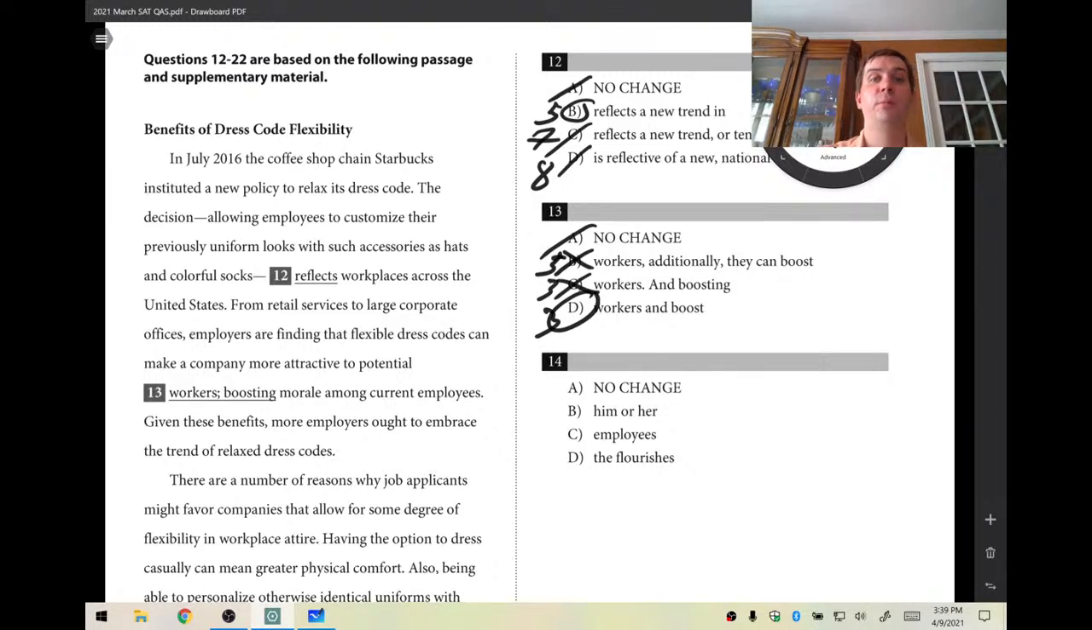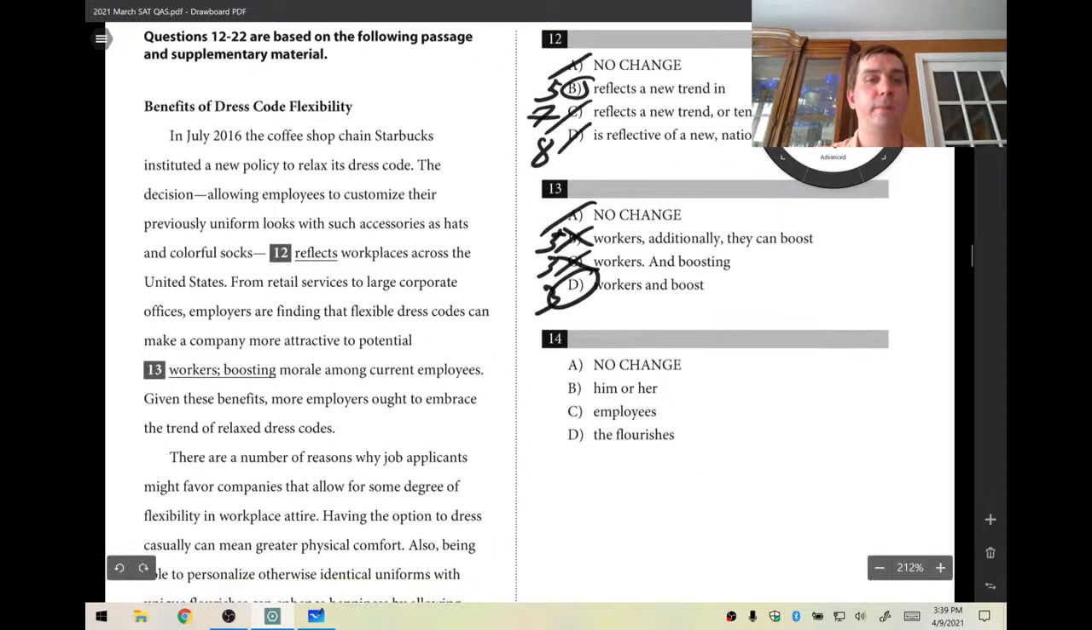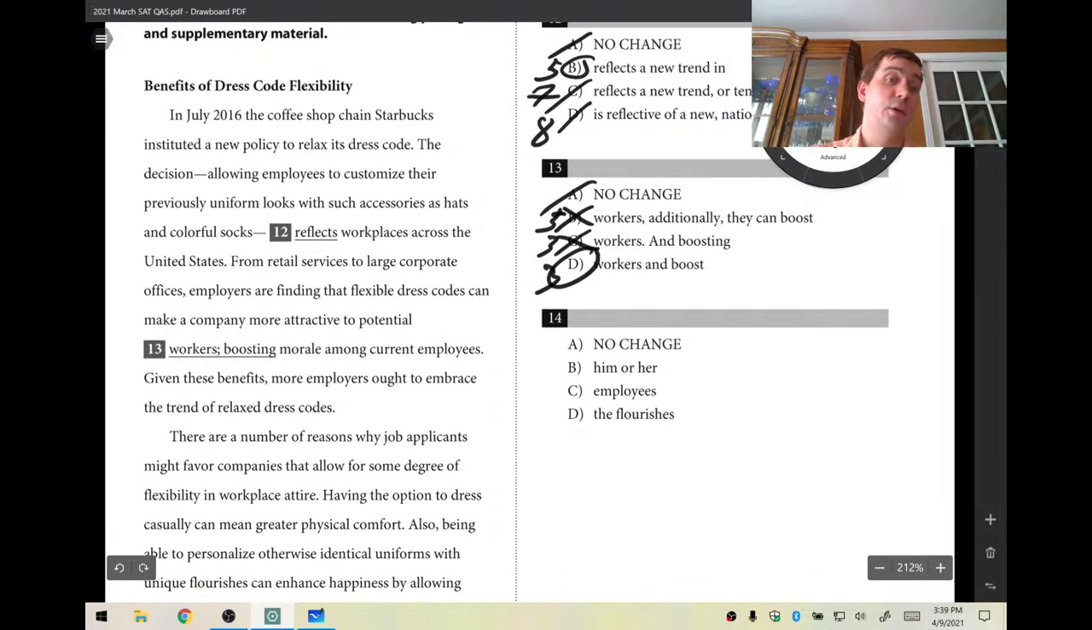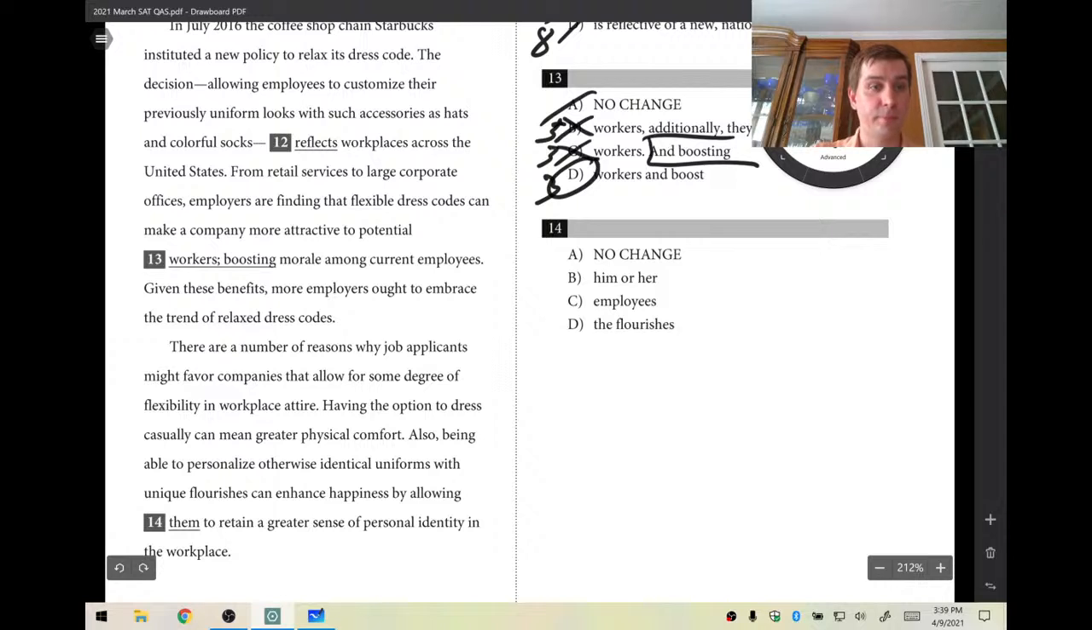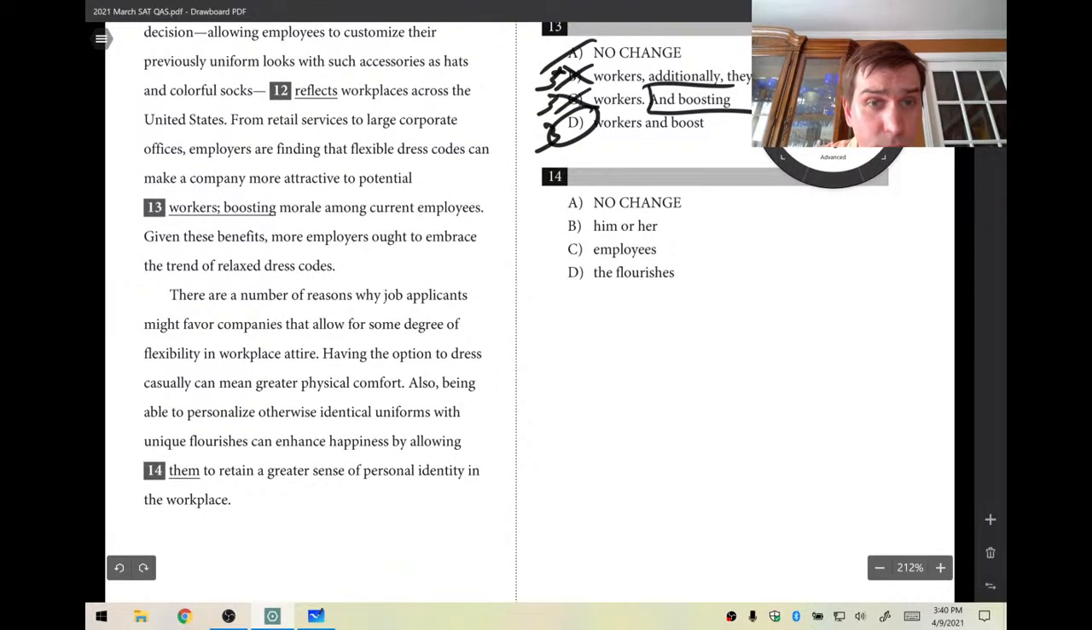So remember to count the number of words, throw out the wordy answer choices, but also remember that the correct answer choice has to follow conventions of grammar and standard written English, such as you can't use a semicolon to join two things that couldn't be independent clauses. Or here, you can't have a fragment and punctuate it as a sentence. That would be incorrect. So just be aware. All right, let's look at 14.